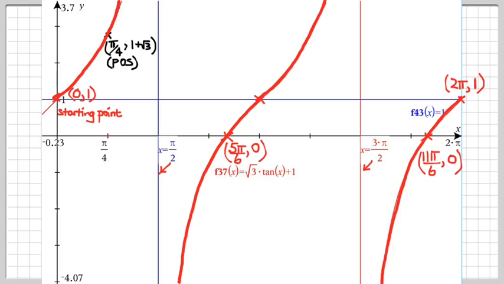Anything else? Endpoints. Yeah, there's the endpoints. I think it's done now. We've got to label the graph, though. There's the graph. Now, I've labelled the asymptotes, haven't I? Is everything good? Yeah. Great.